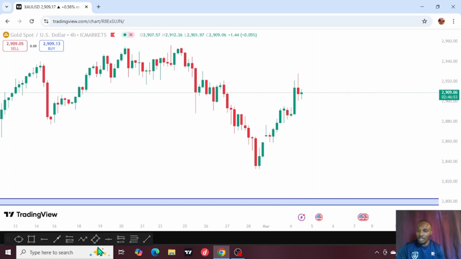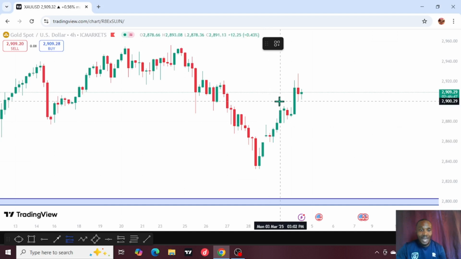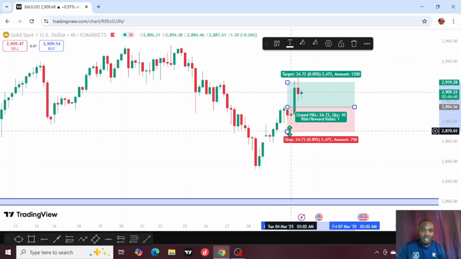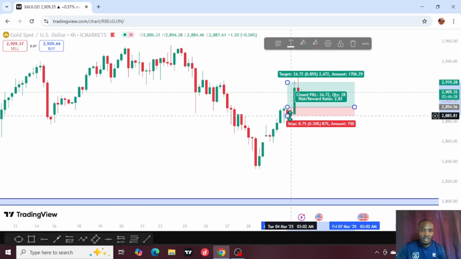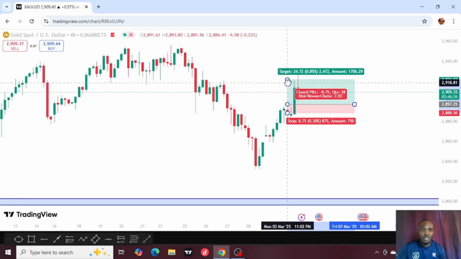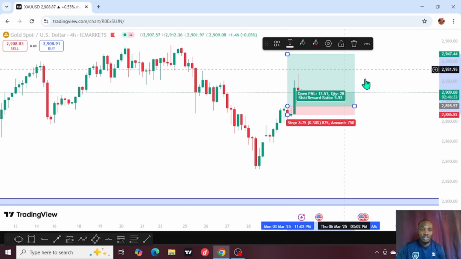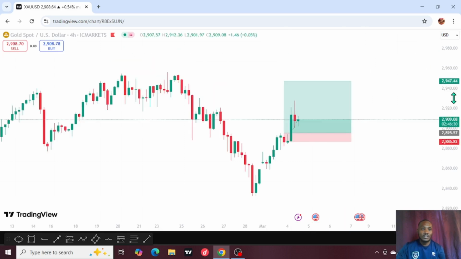Let me tell you, I entered from here. This was how I entered. When I saw this higher high, higher low, higher high, I waited for a higher low. Then I placed an entry here. My stop loss here, and this is my overall target as of now. As I speak to you, I have an open position on this trend. This is it.